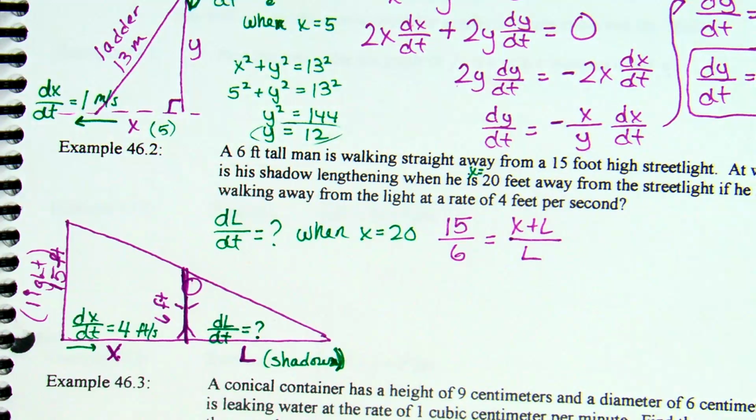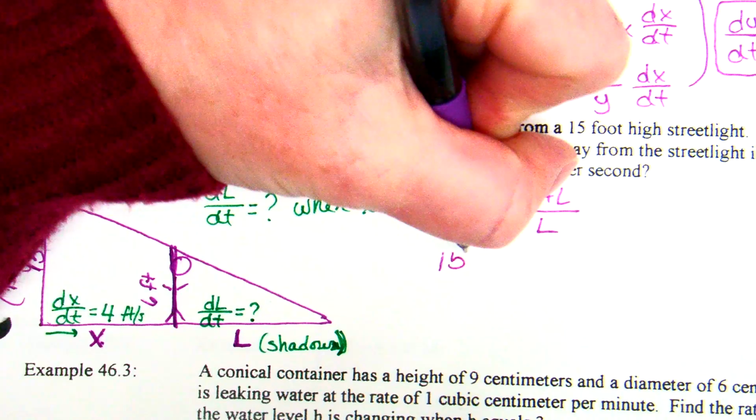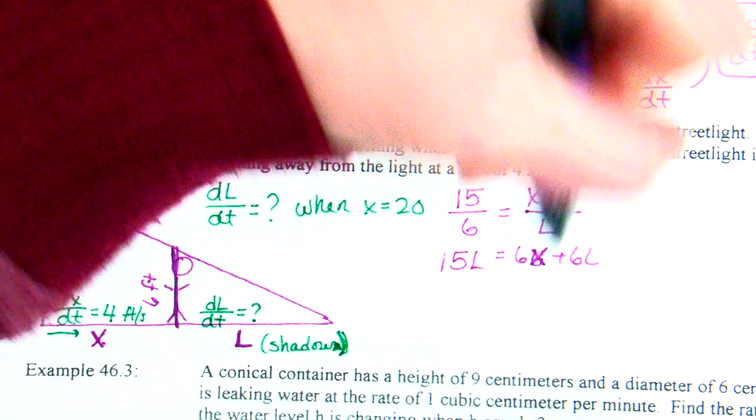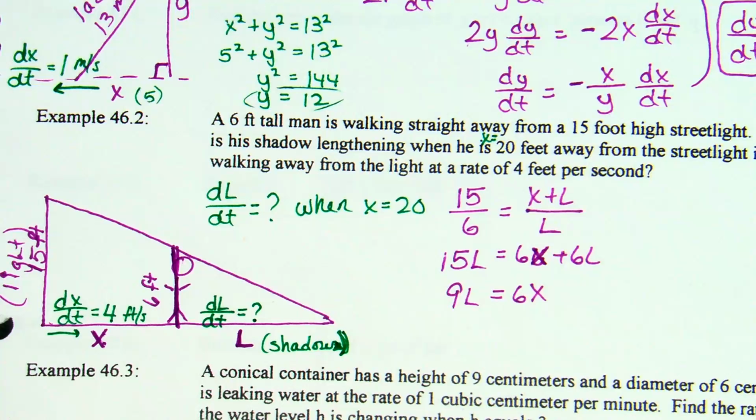Wait, you can't just cancel out the L. Nope, because it's adding to another variable. So 15L equals 6x plus 6L. Put your L's together: subtract 6L, and 9L equals 6x. If you really want to reduce that another step, you could divide both sides by 3, and now I have 3L equals 2x. Now, I have yet to differentiate.